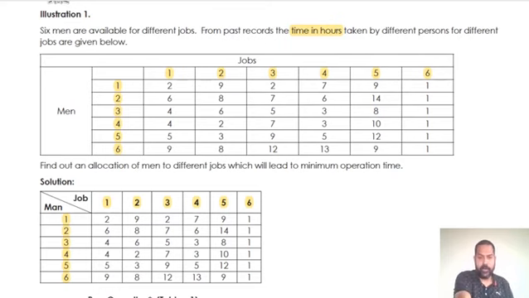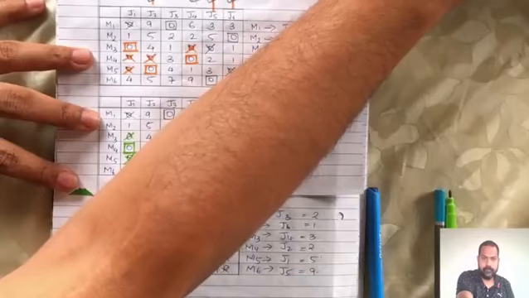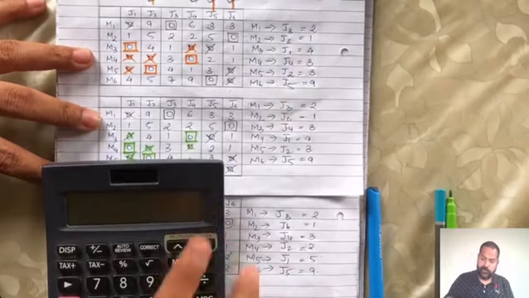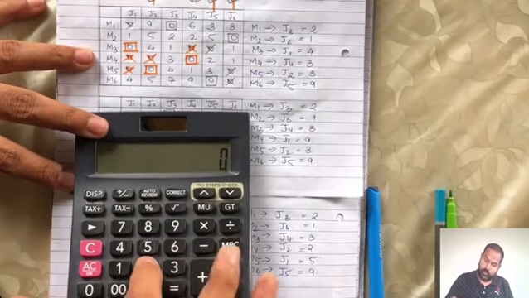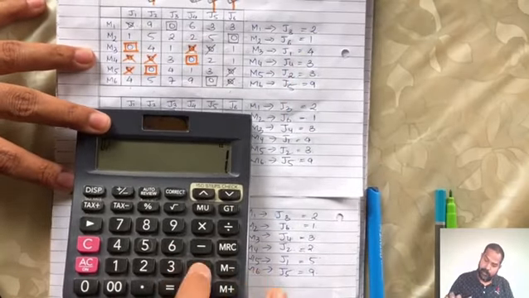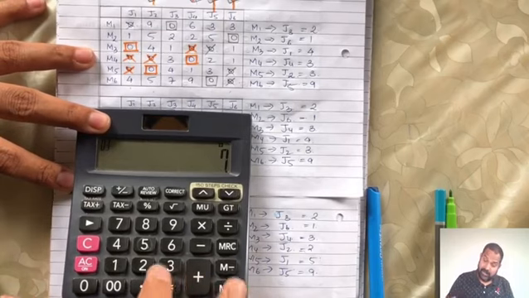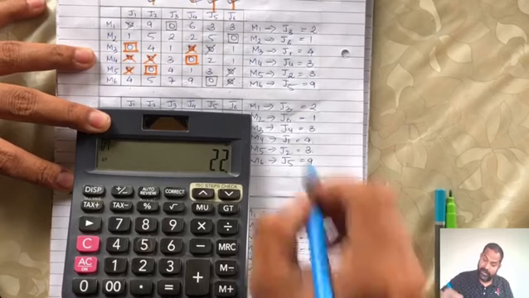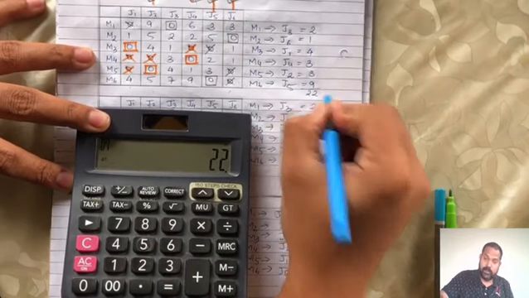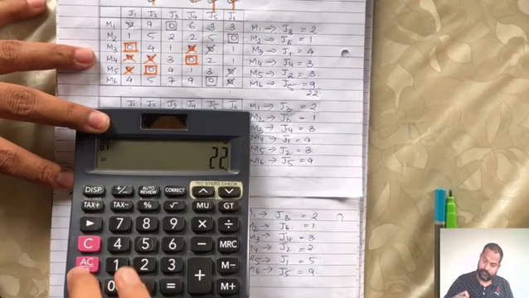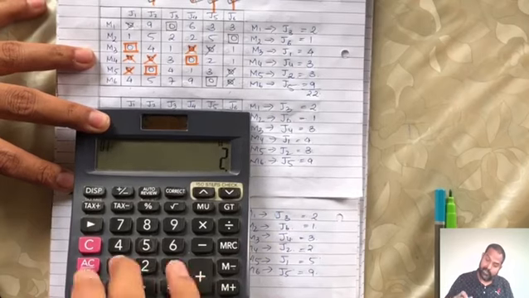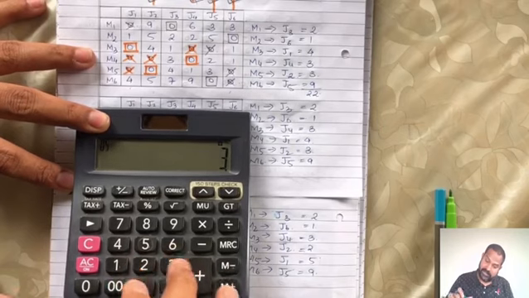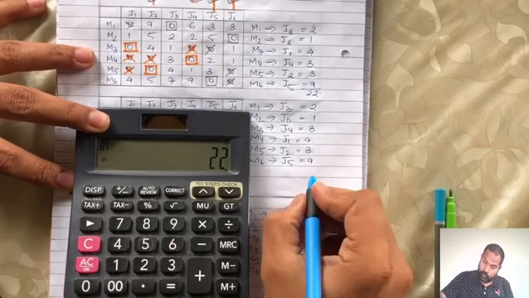Let's take a total. Let's come to the first total. 2 plus 1 plus 4 plus 3 plus 3 plus 9 is a total of 22. So minimum of 22 minutes. Next is 2 plus 1 plus 3 plus 4 plus 3 plus 9 is also 22.